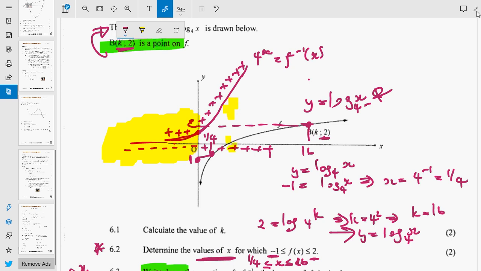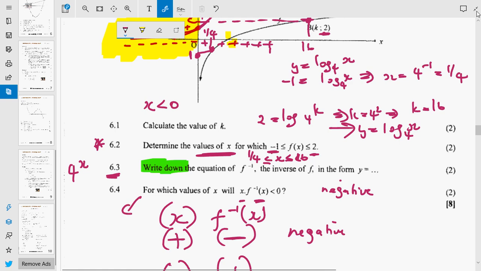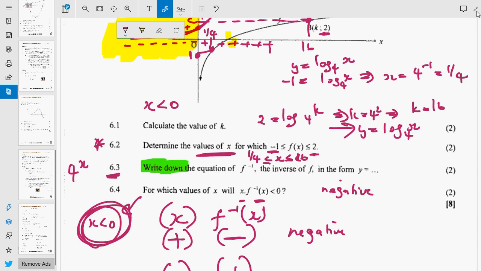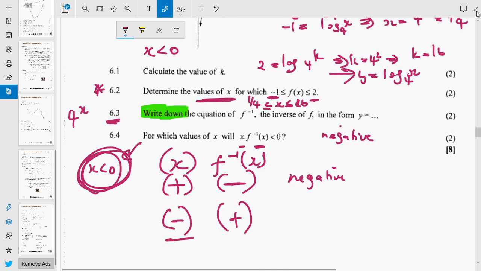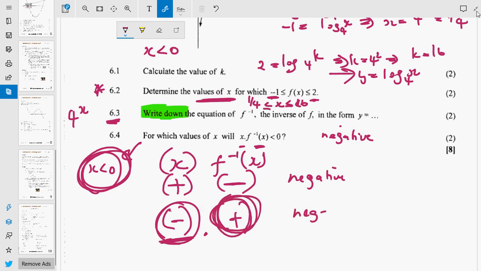So the answer you're going to give your examiner is x is less than 0. The values of x they are looking for in the last part of the question is x less than 0, because when x is less than 0, the x's are negative and the graph is positive. The product here will be negative, which is what we want. Quite a tricky question, so make sure you're thinking about it. If it's causing a headache for you, just skip it. It is only 2 marks.